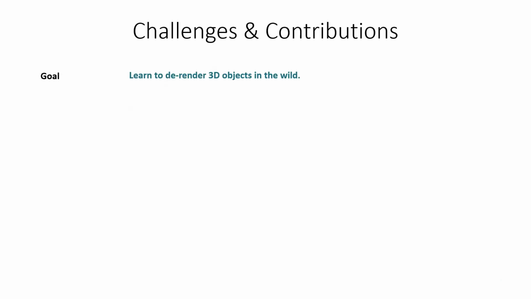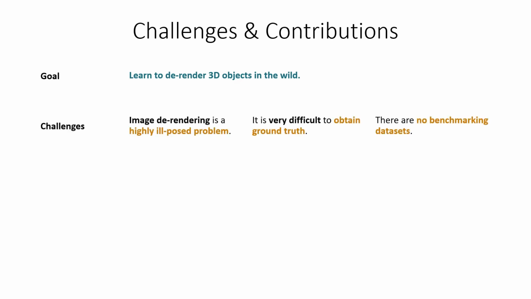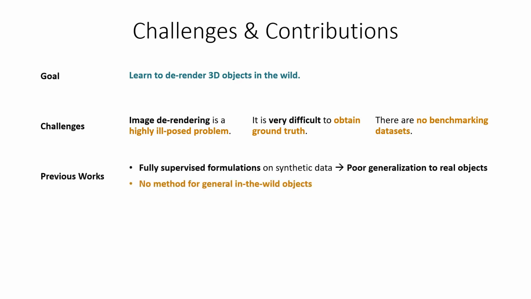Our goal in this paper is to de-render 3D objects in the wild. This comes with three major challenges. First, image de-rendering for objects is a highly ill-posed problem. Second, it is very difficult to obtain ground truth for in-the-wild objects. And third, there is no benchmarking dataset available. Previous de-rendering works generally relied on fully supervised formulations and a large synthetic dataset. Consequently, they have poor generalization capabilities to real objects.